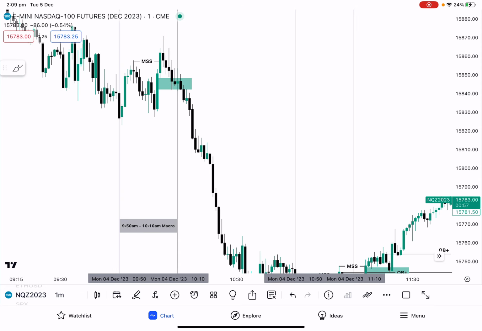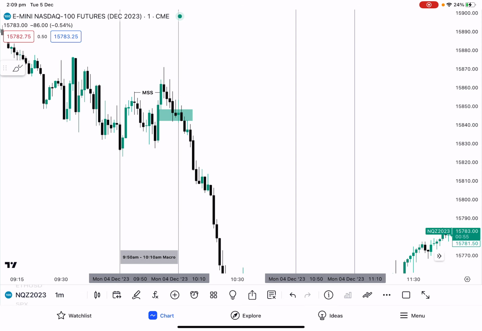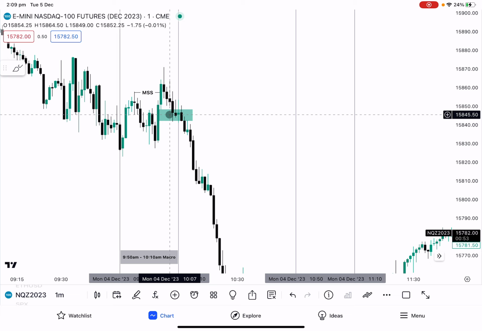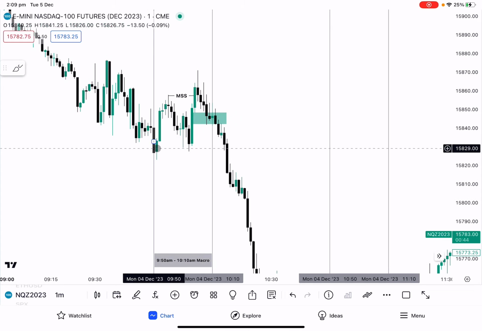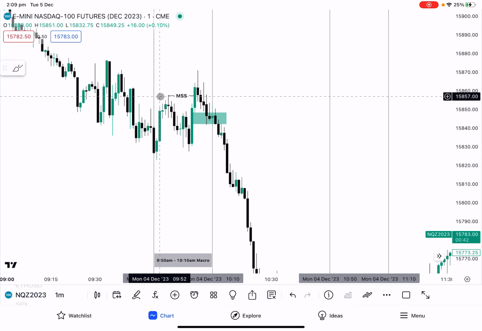So this first macro, I just want to talk about it. And there was a long position here, right? Which is still completely valid. It didn't work out, but we'll talk about why maybe it didn't work out and also how you could have mitigated that later on. So in this macro, we've got a market structure shift above this swing high.